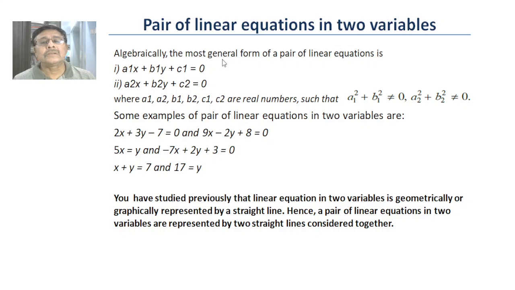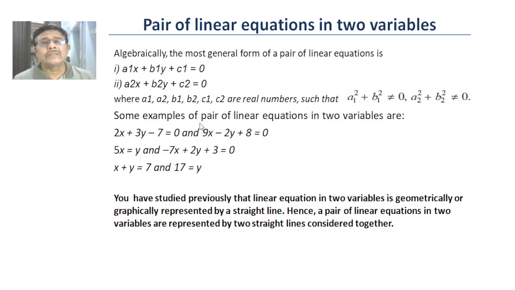Algebraically, the most general form of a pair of linear equations is a1x + b1y + c1 = 0, this is the first equation, and a2x + b2y + c2 = 0, the second equation, where a1, a2, b1, b2, c1 and c2 are real numbers such that a1 square + b1 square is not equal to 0 and a2 square + b2 square is not equal to 0. That means a1 and b1 both cannot be 0. Similarly, a2 and b2 both cannot be 0.